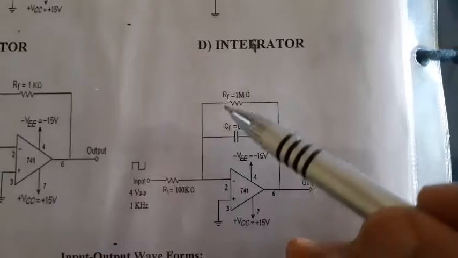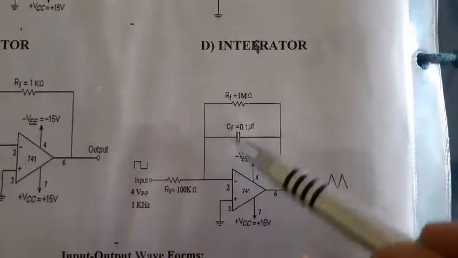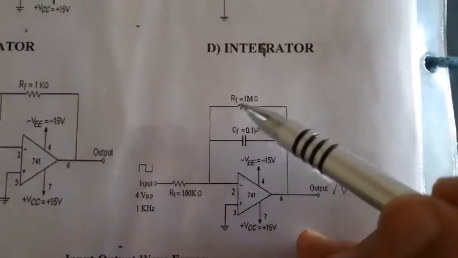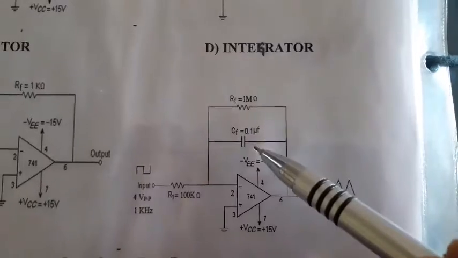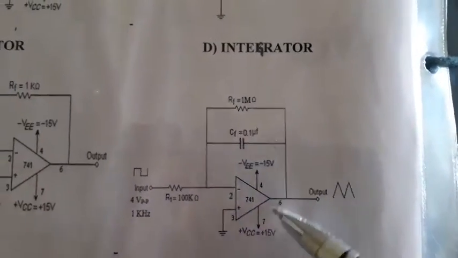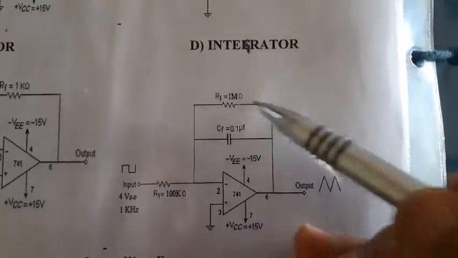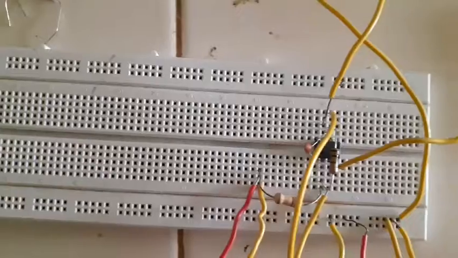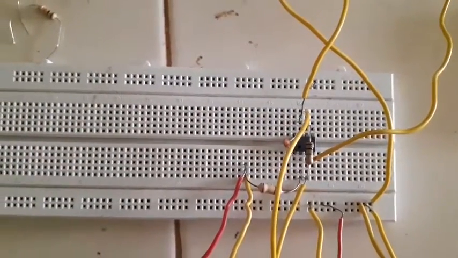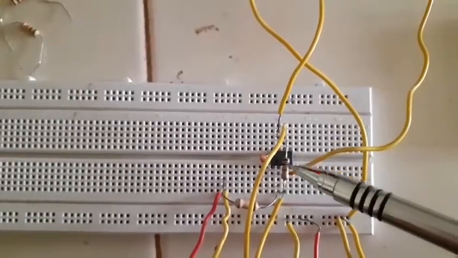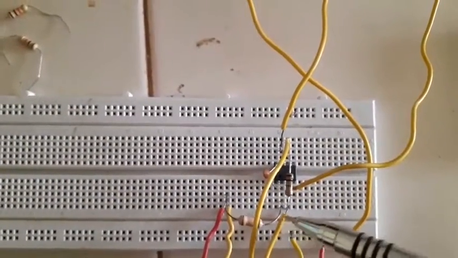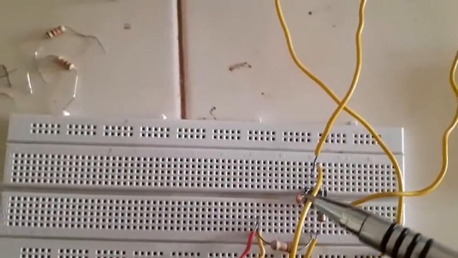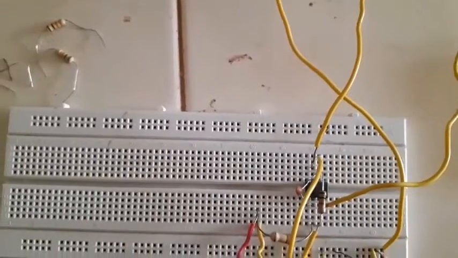So the value for RF is taken 10 times of R1. Okay, if this is 100K means 10 into 100K becomes 1 mega ohm. Here CF is assumed 0.1 microfarad. So all this is done as per the design of your manual. Okay. Now let us see how the circuit looks. This is your circuit. This is your op amp. Feedback resistance 1 mega ohm, and this is input resistance 100 kilo ohm. Here we have taken capacitance 0.1 microfarad.